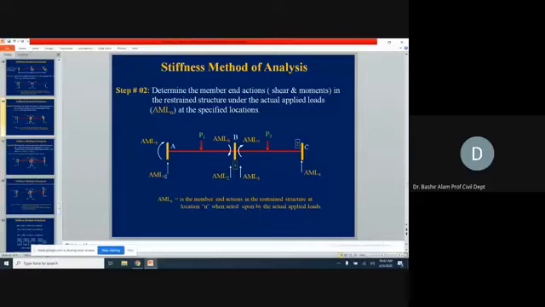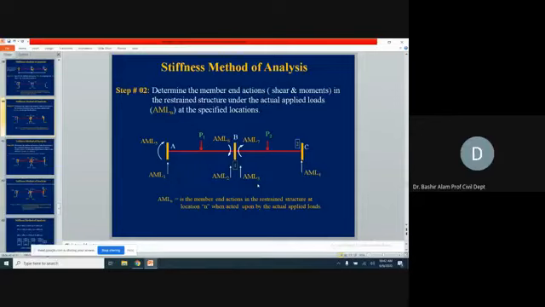Look, here we have AM1, AM2, and this is the basic kinematically determinate structure under the same P1 and P2. Whatever member end actions you were having there, you include the corresponding values with the proper sign in the AML values. Exactly the same process we did in the flexibility method, where we got these values when the released structure was subjected to the actual loads. So here the restrained structure is subjected to the actual loads, and you can pick these corresponding values.